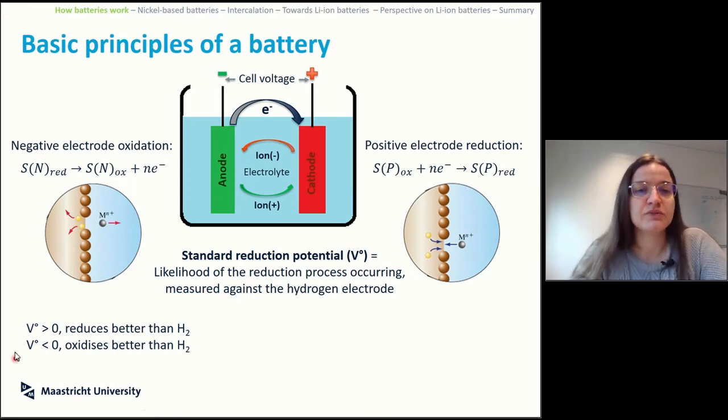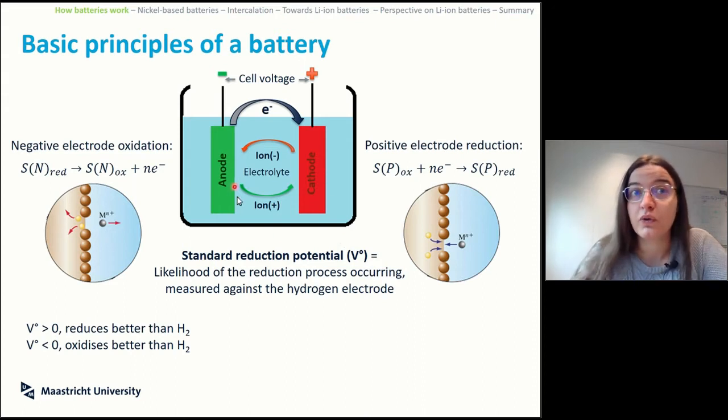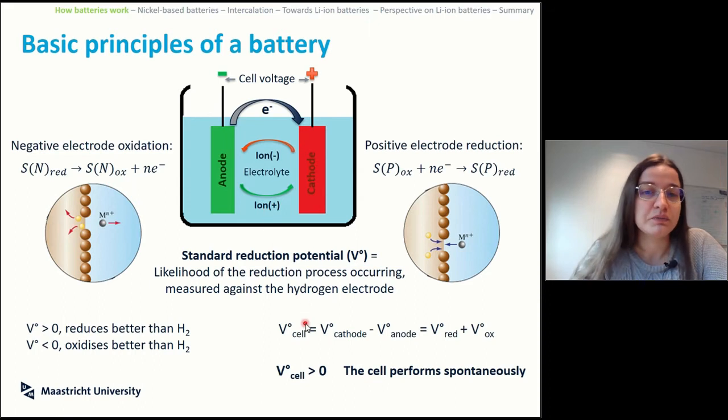If you have a standard reduction potential that is positive, your material will reduce better than hydrogen. If you have a standard reduction potential that is negative, your material will oxidize better than hydrogen. When you connect the whole cell, you need to remember that every material has its own standard reduction potential. So it's the anode reduction potential and the cathode reduction potential. Those are standards against hydrogen, but when you want to know the potential of your cell, you need to put them against each other.